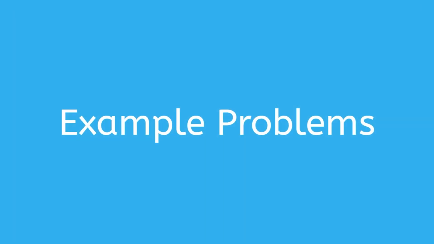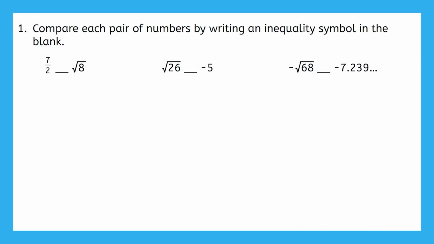Let's try a few example problems to practice comparing with irrational numbers. Compare each pair of numbers by writing an inequality symbol in the blank. You can plot the numbers on a number line to help you out. Pause the video to complete these in your guided notes.